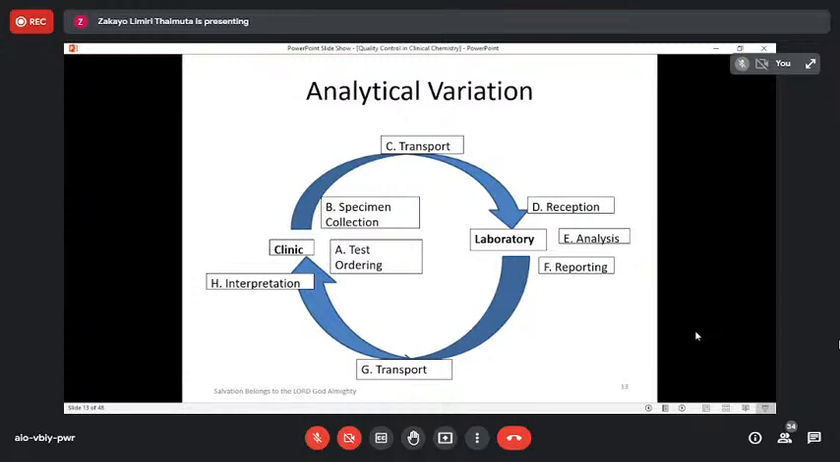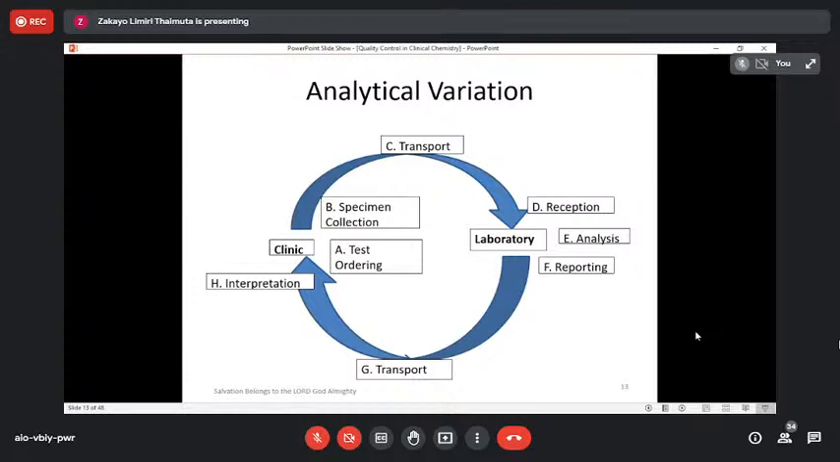So then, that query and the generation of the response has steps. And in those steps, that is where we get the variations. So let's look at the steps. Test ordering is the first step. The only thing you do here is fill the test order form. But are there variations that occur during the filling of the test order form? Yes, there are.